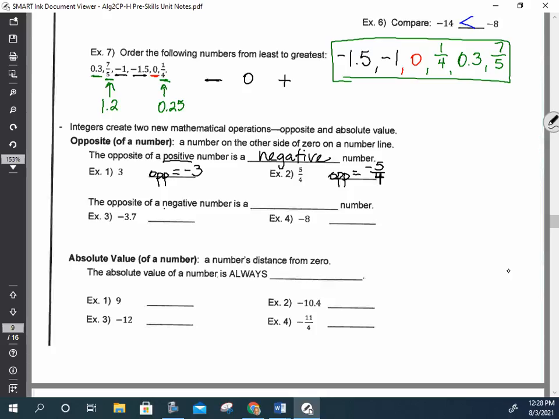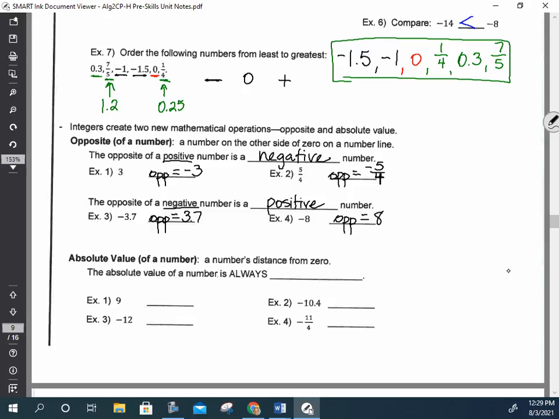Conversely, the opposite of a negative number is a positive number. So negative 3.7, the opposite would be 3.7. Negative 8, the opposite would be a positive 8. So very simple, straightforward. Opposite, you're simply changing the sign.